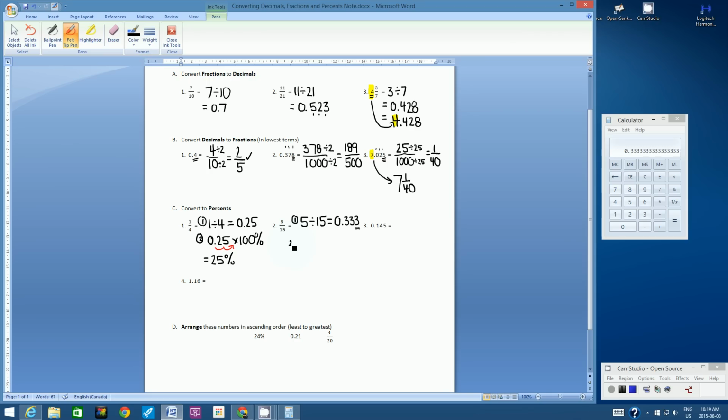Okay, step 2. We take our new decimal answer, 0.333, and then we multiply it by 100%. Remember, percent means 100%. So all we have to do is move the decimal place 2 places to the right. Right there. Okay, so what is our final answer? Hopefully you got 33.3%. Okay?